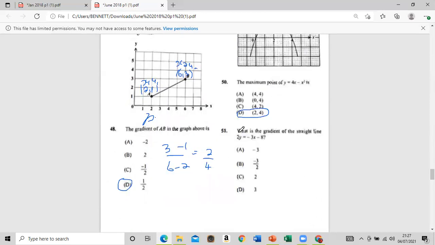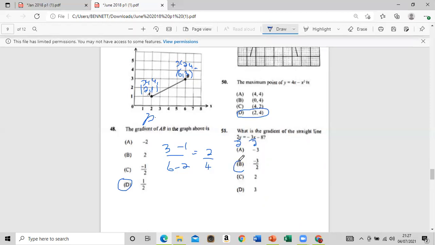Okay, now stop here. What is the gradient of a straight line? 2y is equal to. So just divide by 2, because it must be in the form y equals mx, right? So this is negative 3 over 2.